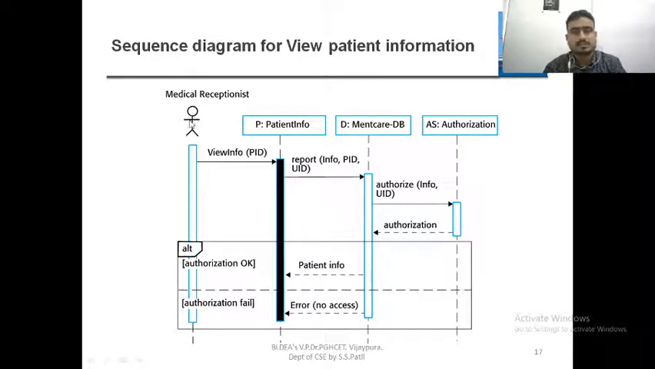A medical receptionist is there. It is taking the patient ID. Here you are going to get the patient information. Once you get the patient response, report it. That is UID, patient ID, user ID. You are sending it to the Medcare database. Next, here the authorization will be there. They are going to act on it.